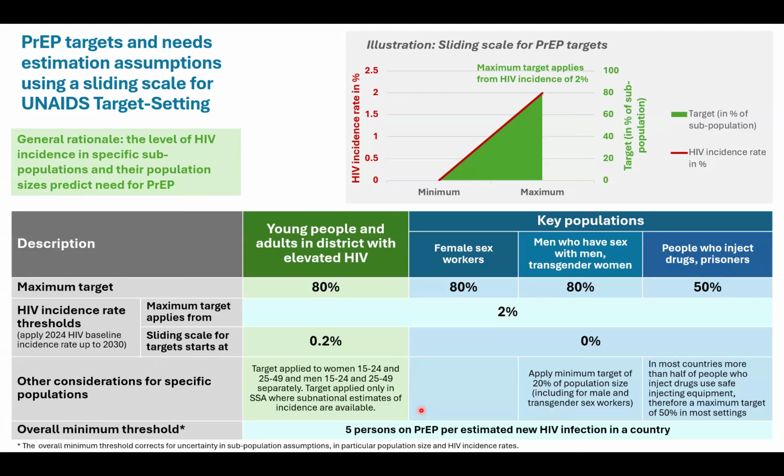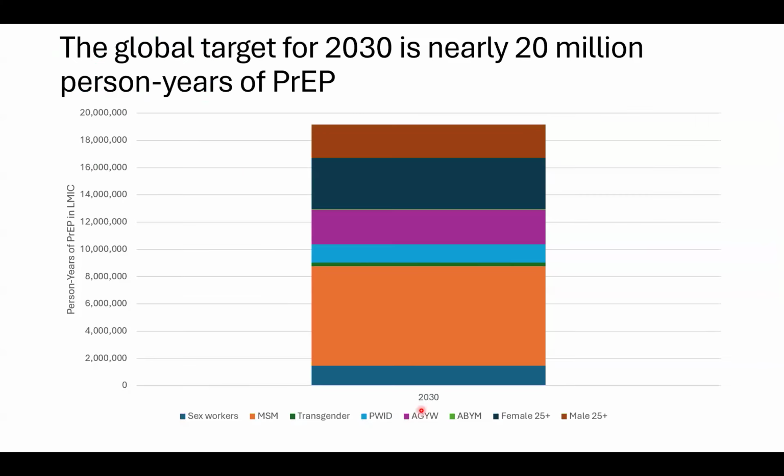The nice thing about the prevention needs tool that we have in Spectrum is that it works through these calculations for you to produce target coverage levels for each population according to these criteria. Now, through these sliding scales, we come up with a global target of about 20 million person years on PrEP by 2030. And you can see the breakdown of that target across different populations in the slide here.